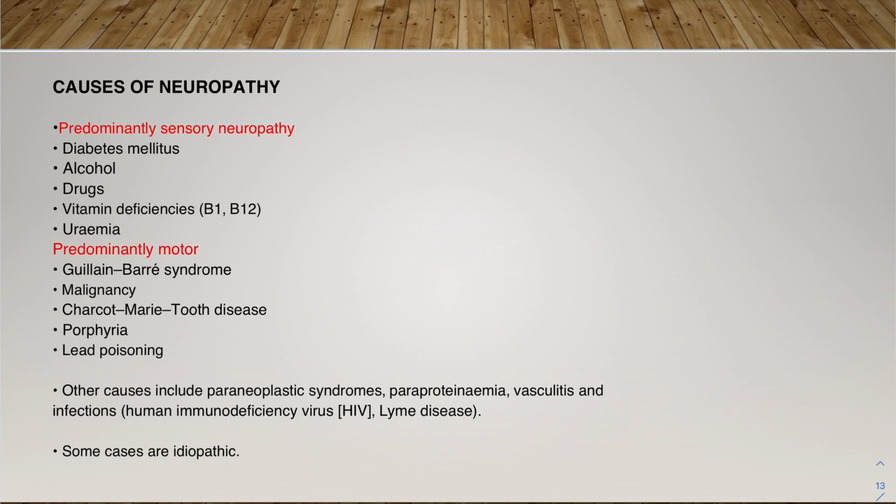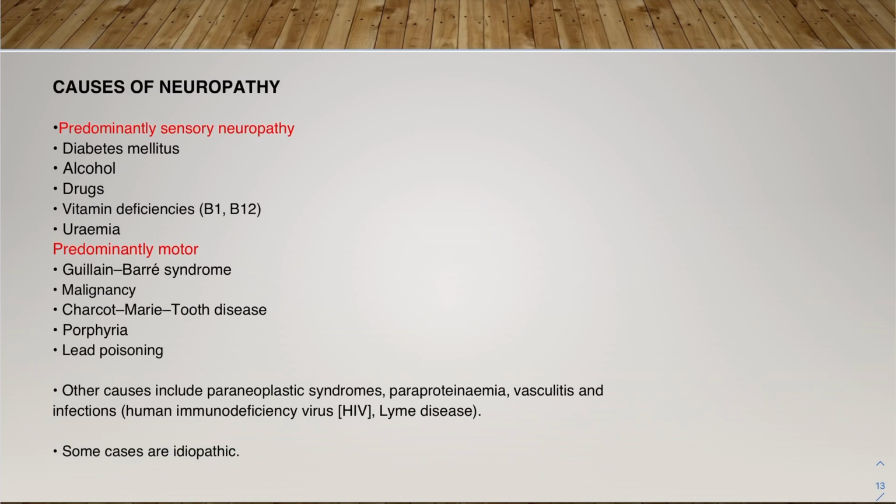Briefly about the causes of neuropathy. If you find predominantly sensory neuropathy, diabetes is the most common cause. Remember that for peripheral sensory neuropathy, the number one cause is diabetes. Alcohol, there may be some drugs, vitamin deficiencies, B1, B12, and uremia. If you've got predominantly motor neuropathy, then we'll be thinking about Charcot-Marie-Tooth disease. This is quite common in PACES.